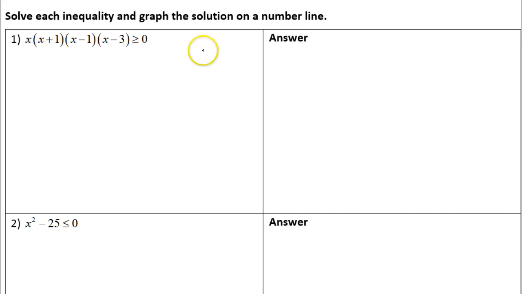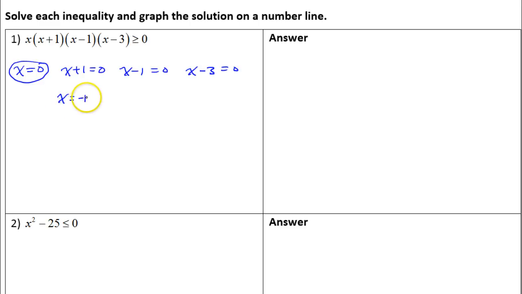Problem number 1 is already factored for us, so we can go ahead and skip to the part where we set each factor equal to 0. So we get x equals 0, x plus 1 equals 0, x minus 1 equals 0, and x minus 3 is equal to 0. So that gives us x equals 0, and then x equals negative 1, x equals positive 1, and x equals positive 3. So these are the zeros of the function.